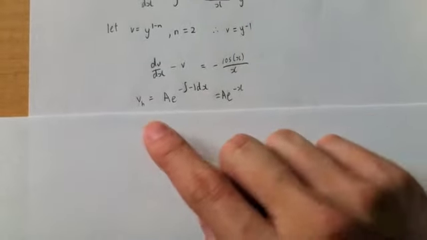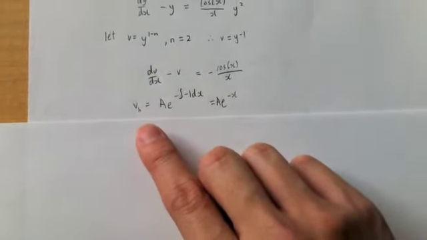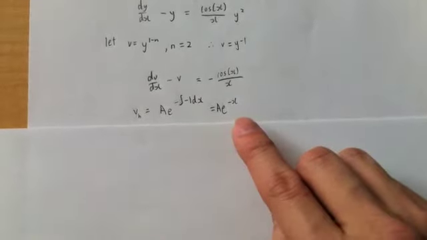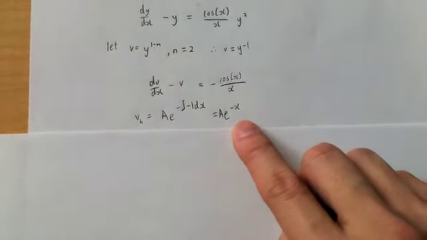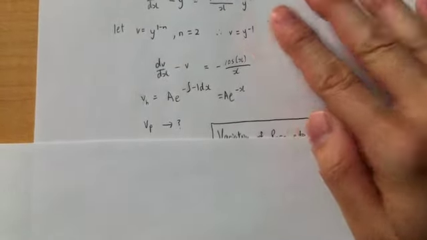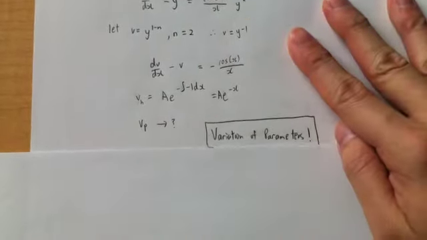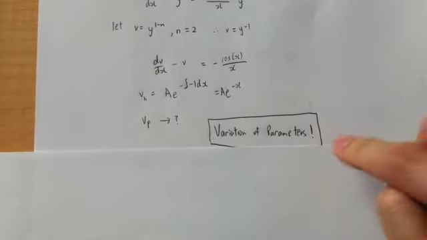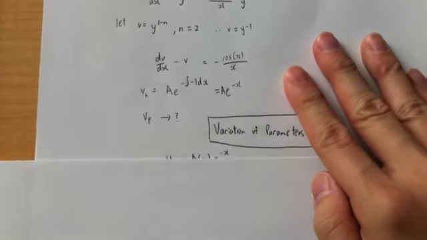We know that the homogeneous solution v_h is equal to, using separation of variables, A e to the power of negative x. But what is the particular solution? Here we use variation of parameters, which is the main subject of today's video.